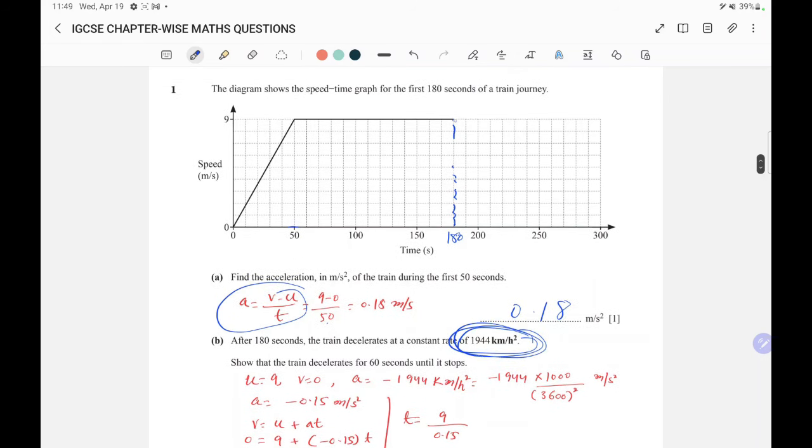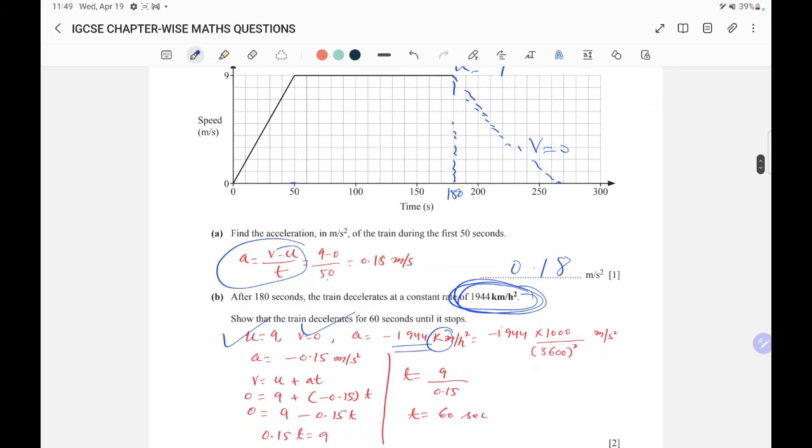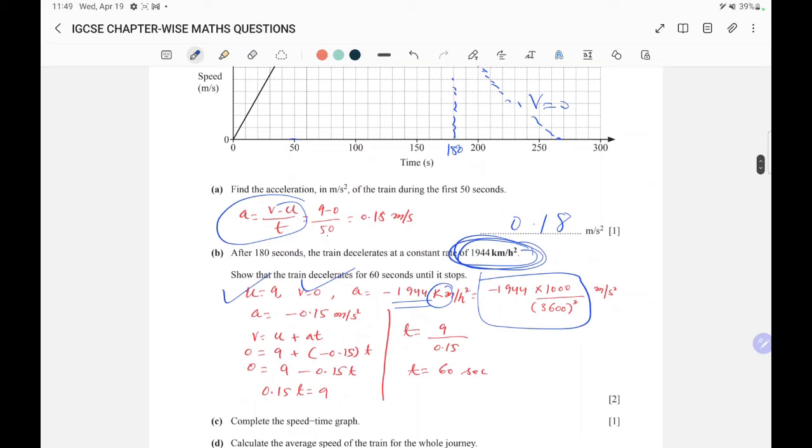So when your body is here and it is decelerating, right? So u will be 9 and v will be 0, because it is coming down here, finally. So u is 9, v is 0, a is deceleration. So a is negative, which is minus 1944 kilometer per hour square. So 1944, this kilometer you can write 1000 meter, and over hour square. So 1 hour is 3600 seconds. So 3600 whole square. When you use this, then you will get meter per second square. So just use calculator, you will get a minus 0.15 meter per second square.